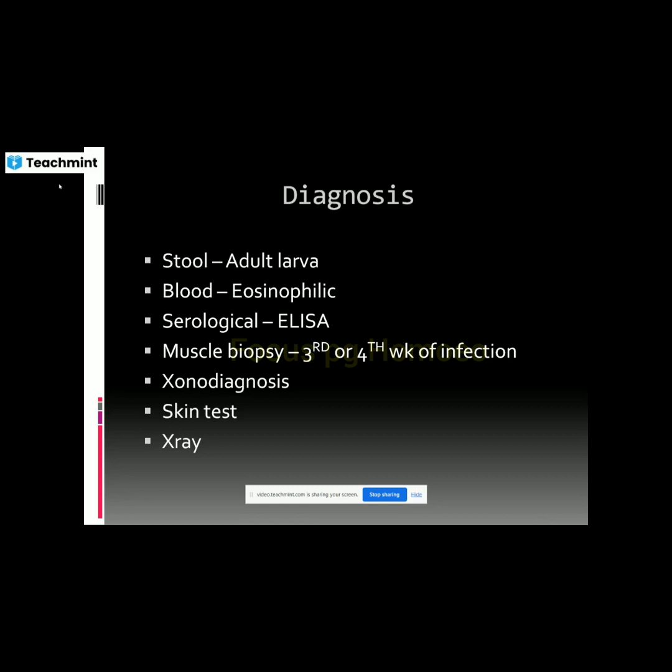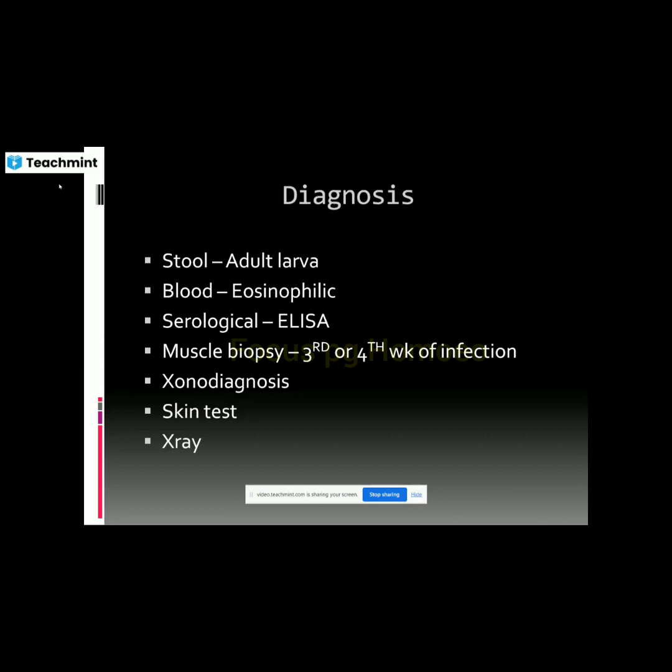Next one is the diagnosis. A few tests are used to diagnose Trichinella spiralis. The first one is stool examination, in which adult worms and larvae are detected. In blood examination, the eosinophil count is increased. Serological diagnosis is done, such as the ELISA test. Muscle biopsy is done in the third or fourth week of infection. Xenodiagnosis is done. In xenodiagnosis, a biopsy is fed to a rat, which is killed within a few months. Later, the larva is demonstrated in the muscles of the rat. By this way, xenodiagnosis is confirmed.